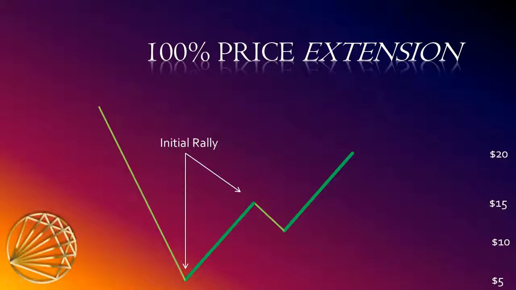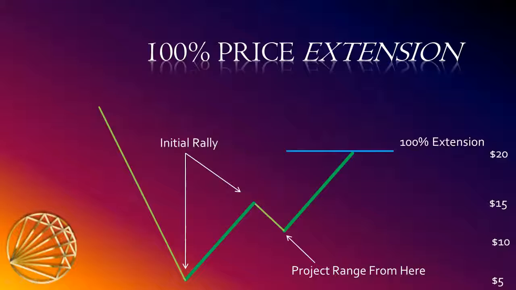and we notice that the range from $5 to $15 is a $10 range, and then we would project that range from the low made here at $10. If we add the range of $10 to the low here at $10, that means that we can expect resistance at $20. And that is where our 100% extension target is located. Can you see the symmetry between the first rally and the second rally against the trend?